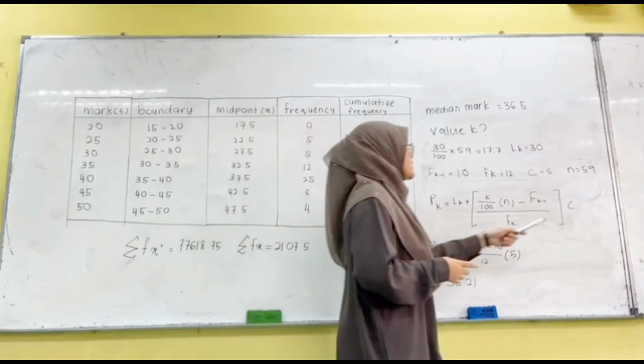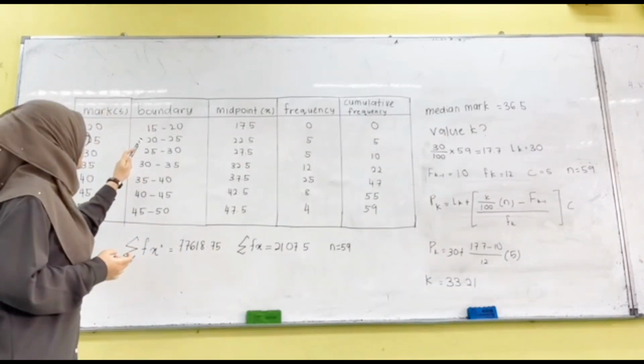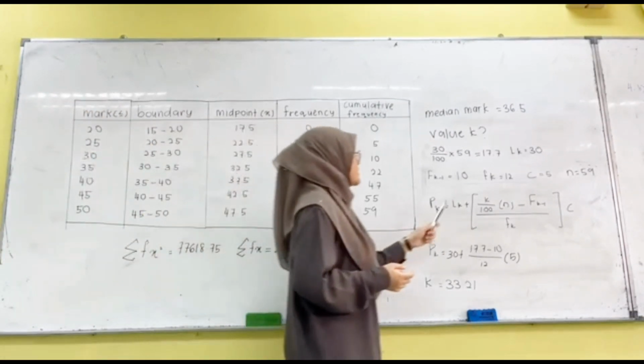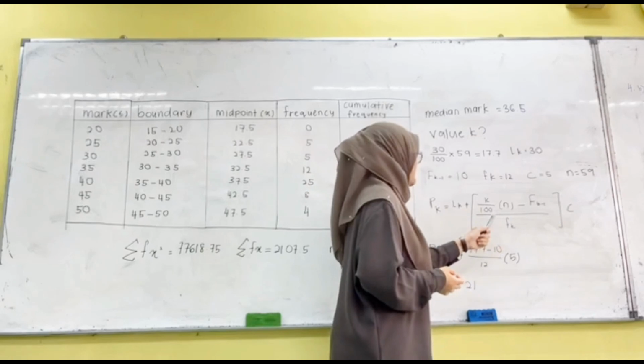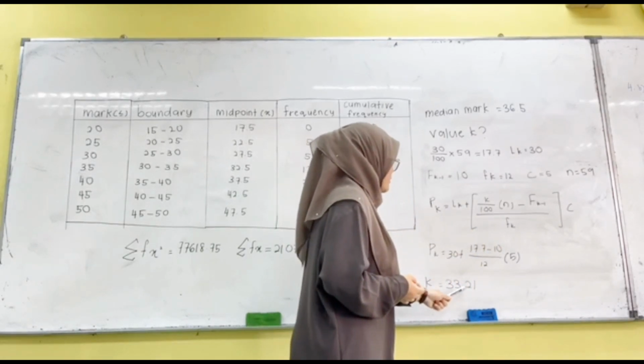Then C is the size of class. Size of class, we get it from here, which is 25 to 30, that is 5. So we substitute all this information in this formula. So we will get 33.21.